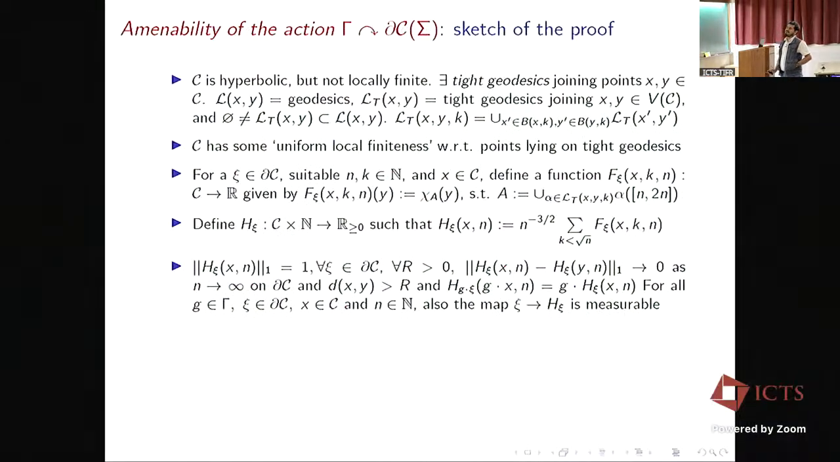So tight geodesics I am not going to define. It's a good class of geodesics that exists between any two points in the curve complex. And so this is the set of geodesics. This is the set of tight geodesics.